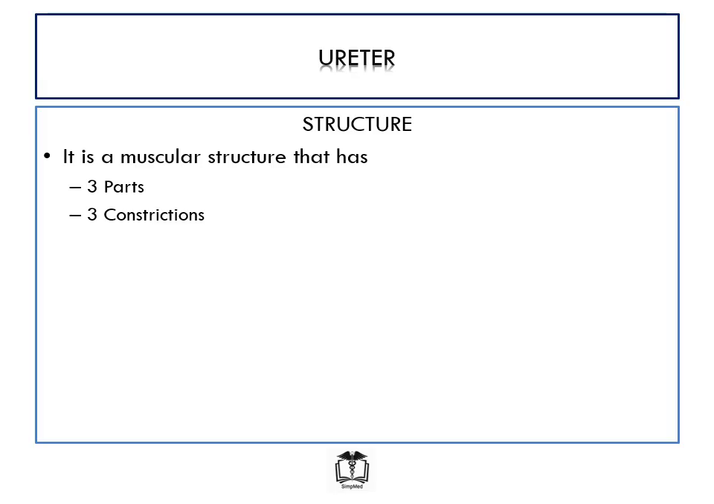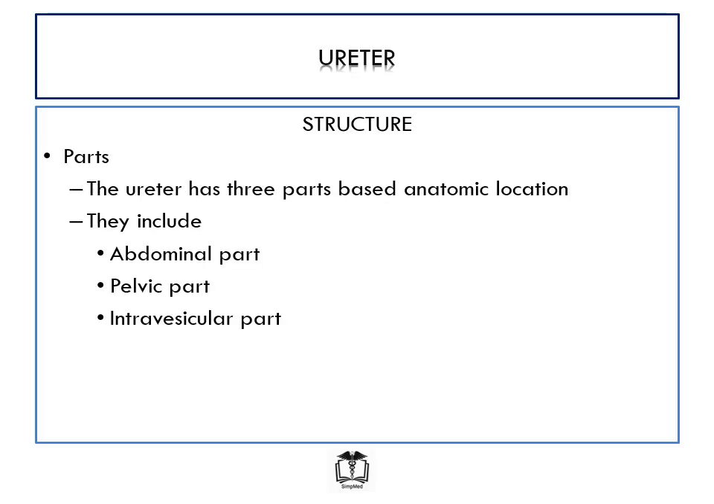Moving on to the structures of the ureter. Structurally, we have the ureter being a muscular organ. It is made up of 3 parts and 3 constrictions. We'll talk about each of that very soon. So the 3 parts of the ureter are straightforward. We've mentioned this already. It's just for us to recall them or review them again. So the 3 parts anatomically of the ureter include the abdominal part, the part found within the abdomen. So that's the part spanning the lumbar region and iliac region of the abdomen. Then we have the pelvic part, the part that is found within the pelvic region, and then finally we have the intravesical part, which is the part found within the bladder, a short distance.